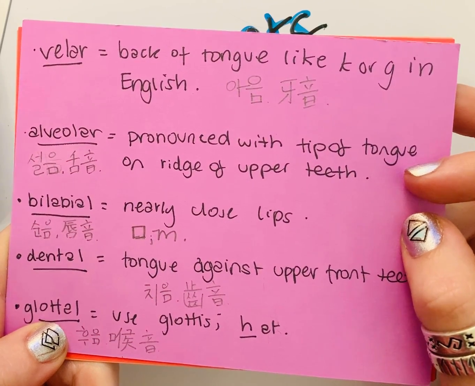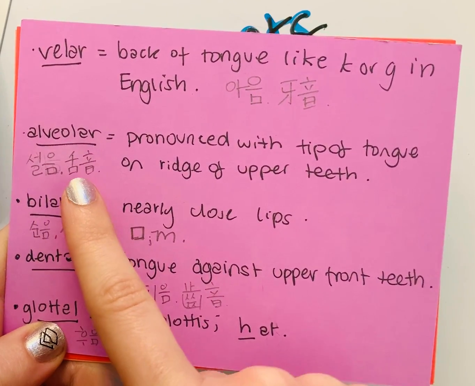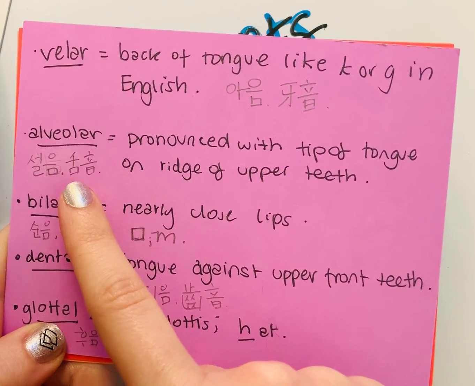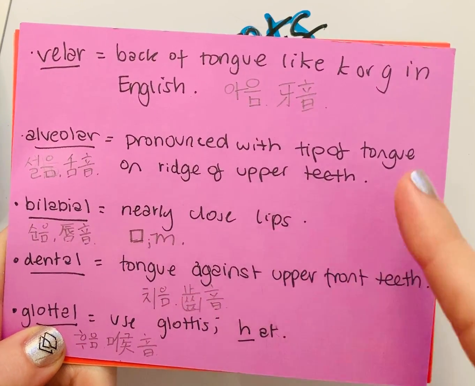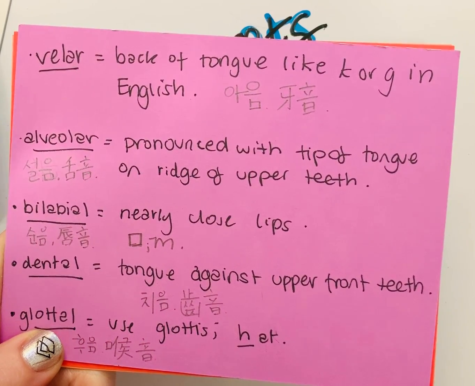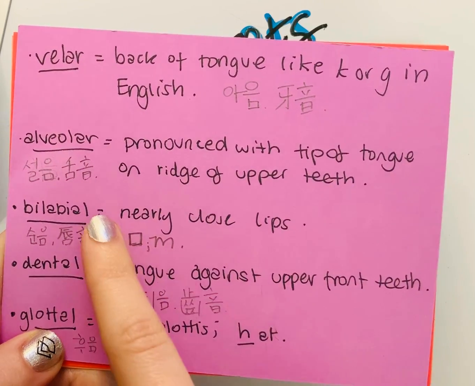Alveolar is called a sound in Korean, and that's the character for tongue, so it's a tongue sound. You make these sounds with the tip of your tongue on the ridge of the upper teeth, kind of like that th sound, if you imagine it like that.